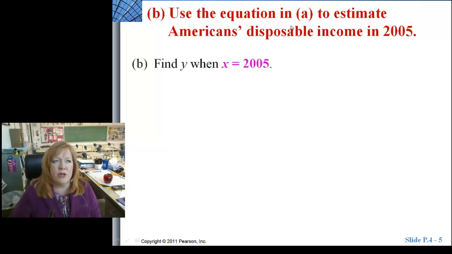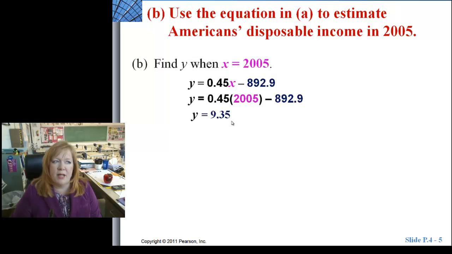So we're going to use this equation to estimate America's disposable income in 2005. Well, 2005 is a year, and if you recall, they said let X be the year. So you're going to find Y when X equals 2005. You just plug it into that model that you just found. Here is the equation given the pattern, the linear model for America's disposable income. We're going to put that 2005 in place of X and crunch the numbers. You get 9.35.